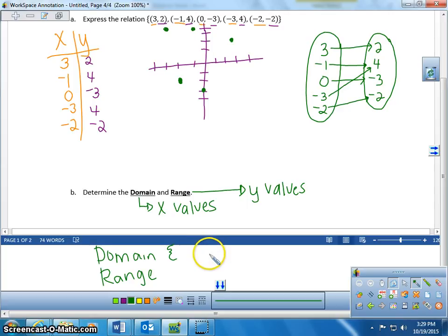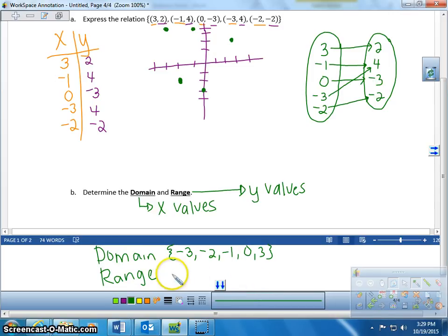Okay, they're braces. So now I'm going to list all the x in numerical order, so from smallest to largest. So my smallest x is -3. Then -2, -1, 0, and 3. And I'm going to close it off with my braces.